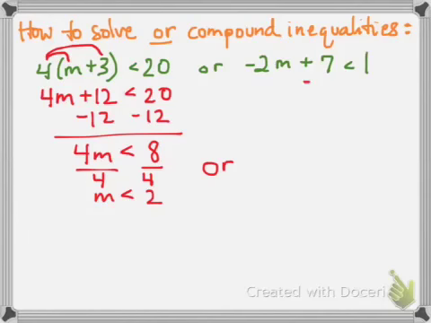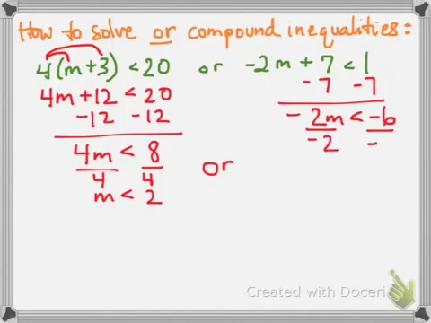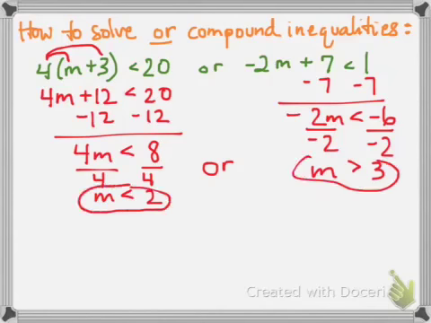and then now I'm going to solve this side, or that inequality. So I'll subtract 7 from both sides. So negative 2m is less than negative 6. And I'll divide both sides by negative 2. So I have m, and then I'll flip my inequality symbol, so m is greater than 3. So these are my two solutions. So when I graph them on a number line, my solution set is going to look something like this.